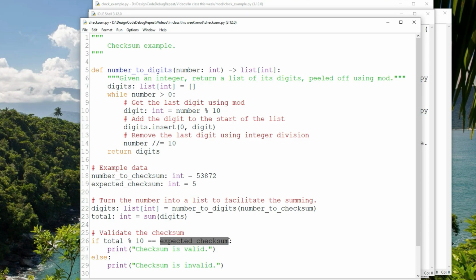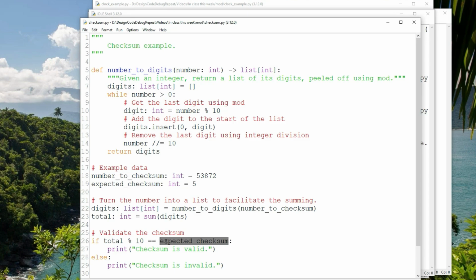If the mod results in the wrong remainder, then one or more of the digits was altered and the checksum fails. You can see in this example that the digits, which are stored in a list after the number is sent to the number to digits function, are added together on line 23 and modded by 10 on line 26. If that results in the expected checksum, in this example 5, then the checksum passed. But if the mod has any other remainder, then one of the numbers was changed, resulting in a sum that doesn't have the correct remainder when modded by 10.